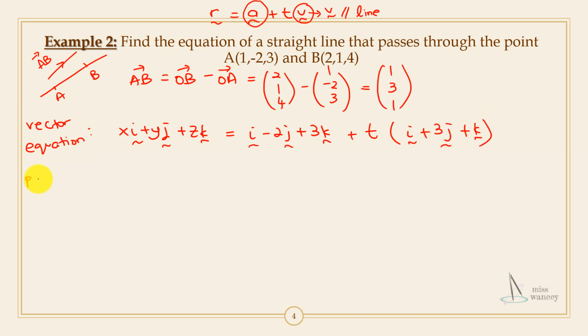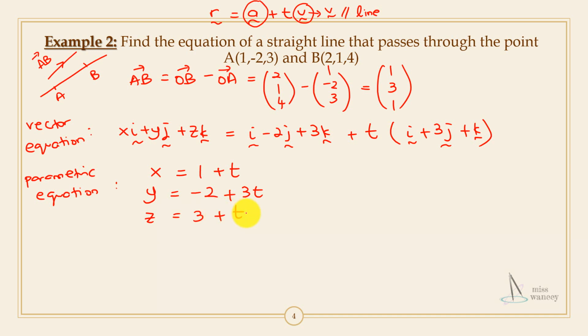Now let us obtain the parametric equation. For the parametric equation, we're going to compare the left hand side and right hand side. If you compare for the i, on the left hand side we have x, on the right hand side we have 1, and then t times i, so this is 1 plus t. For the y, I'm going to have negative 2, and then t times 3, so negative 2 plus 3t, and then z is equal to 3 plus t. So that is the parametric equation.